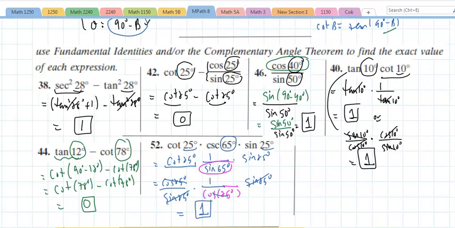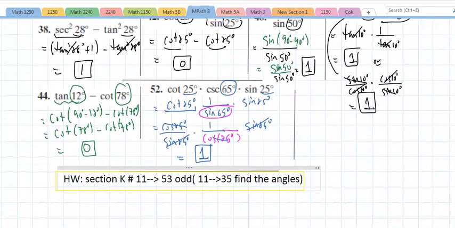And the first homework assignment we have for section K, you're going to do numbers 11 through 53 odd. Those are a must. And on number 11 through 35, find the angle. That means you're going to use a calculator.